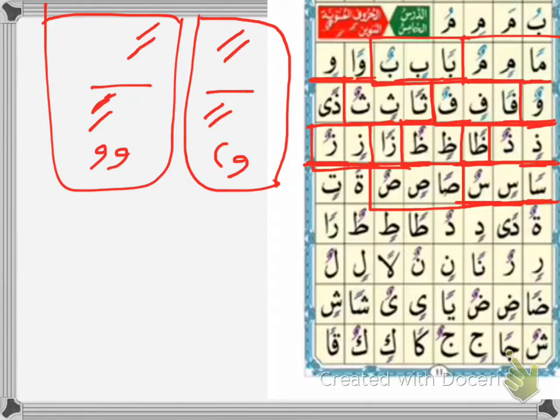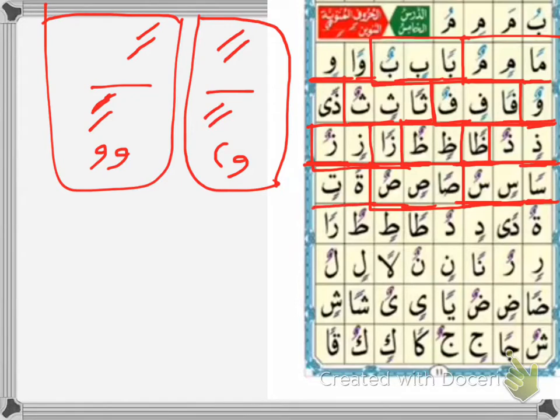صاد فتحتين صن. صاد كسرتين صن. صاد ضمتين صن.